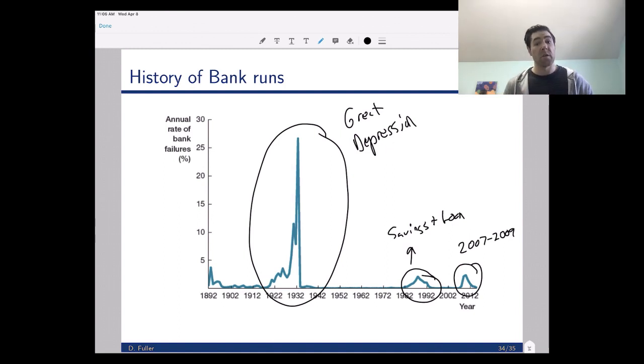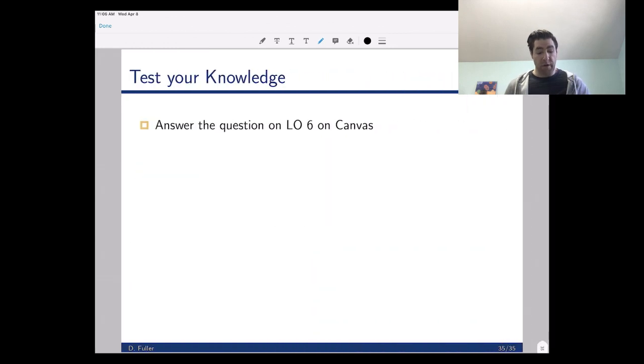We'll hopefully learn a little bit more about that financial crisis as we go through the semester here. And we'll talk about how the current situation could potentially play itself out as a financial crisis and what the Federal Reserve and the government and other institutions are doing to try and prevent this. So what I'd like you to do is to go ahead and answer this question on Learning Objective 6 in Canvas, get a better feel for how these bank runs operate, and we'll move on and hopefully learn a little bit more about the banking system and specifically the Federal Reserve.